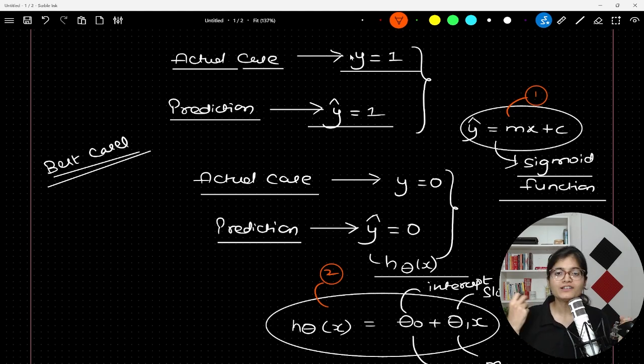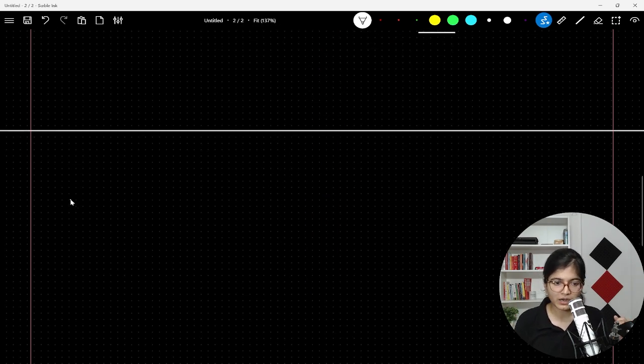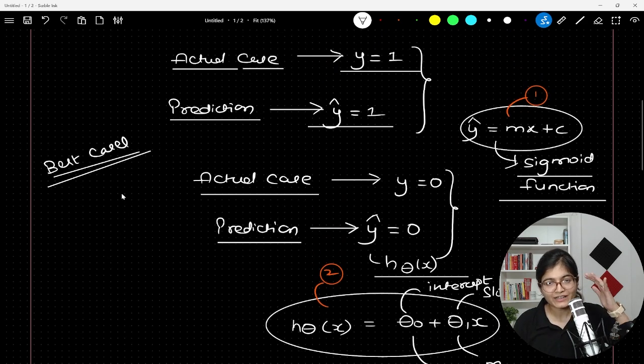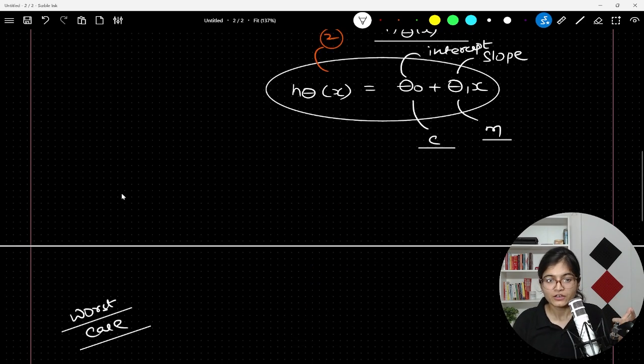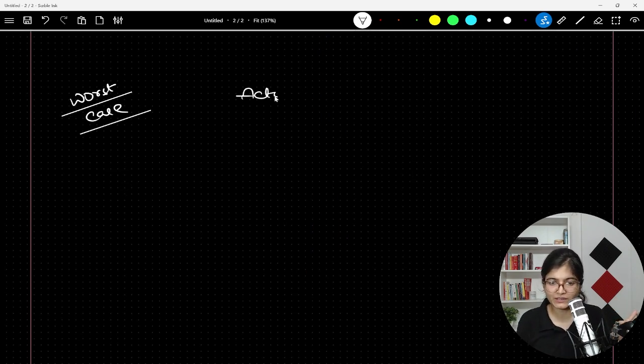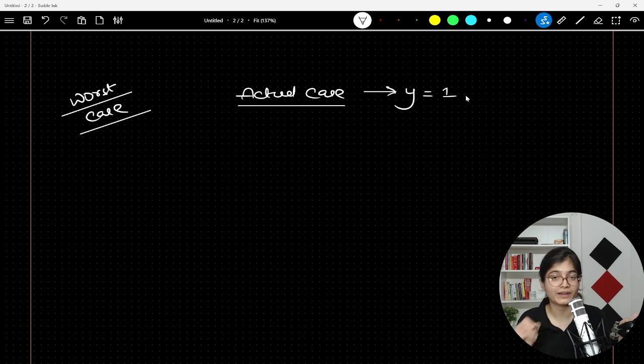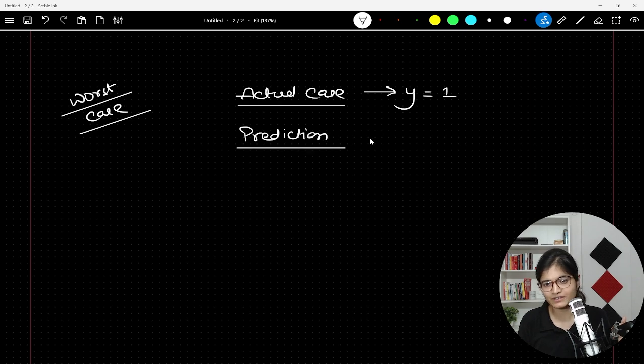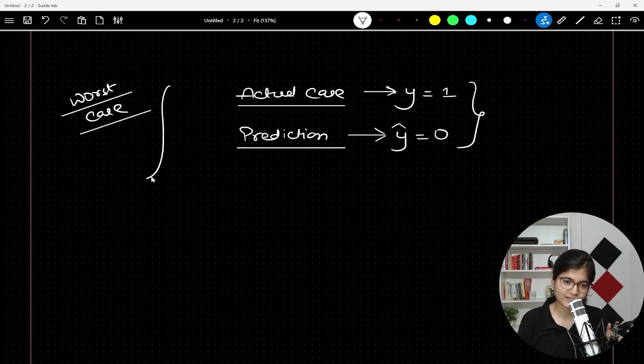So what is the worst case scenario? Let's try to understand that part now. I hope everyone knows the worst case scenario could be where the actual case and the predicted one don't match. That is something we will say is a worst case, right? So what does that indicate? Let's say in the actual case, a patient is diabetic. So you are saying that the value of y is equal to 1. Perfect. But let's say you have done model training and after that the prediction says that the patient is not diabetic. The value of y cap is equal to 0. That is where I'm calling it a worst case scenario.